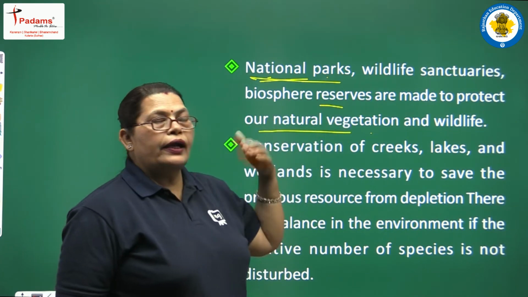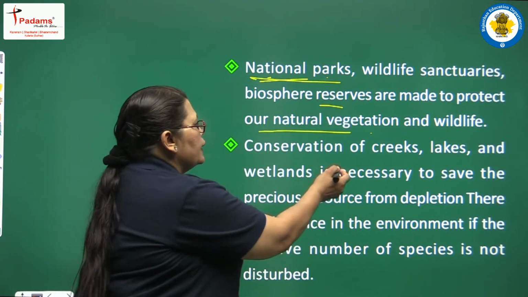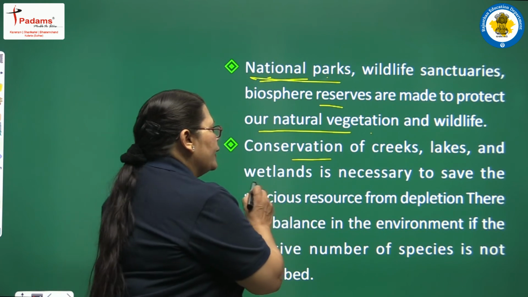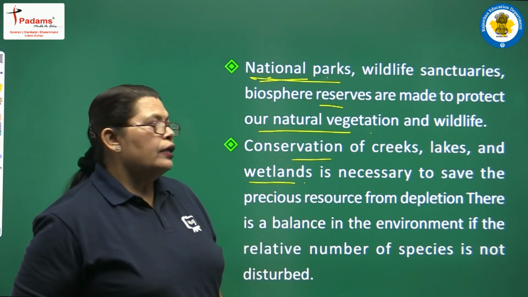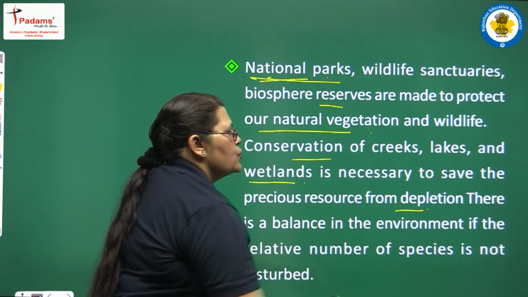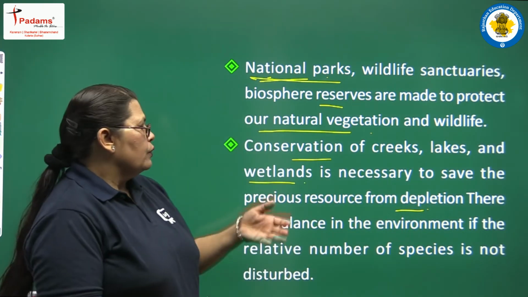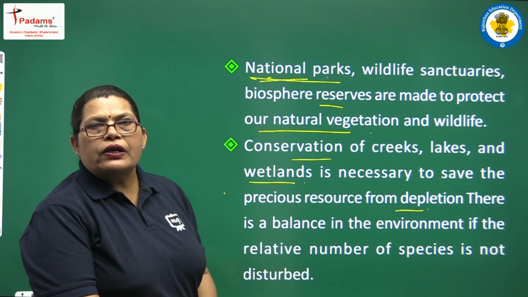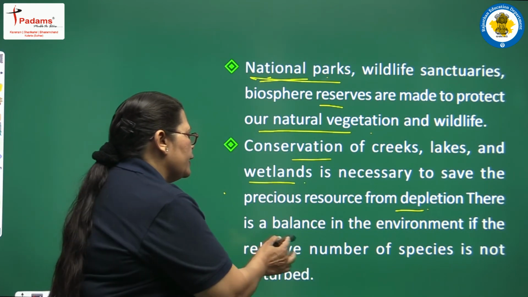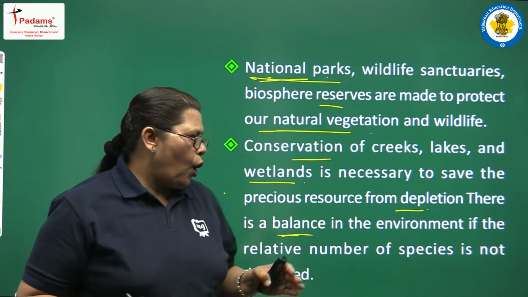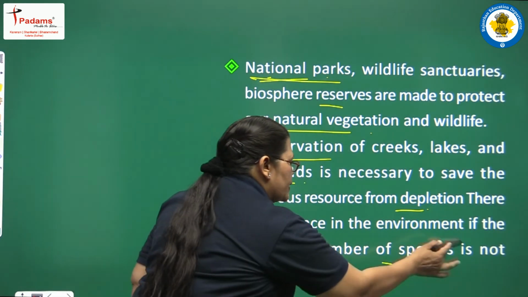Increasing number of wildlife resources. Other conservation of creeks, lakes and wetlands is necessary to save the precious resource from depletion. So it's our moral duty that these creeks and lakes are also preserved by all of us. There is a balance in the environment if the relative number of species is not disturbed.